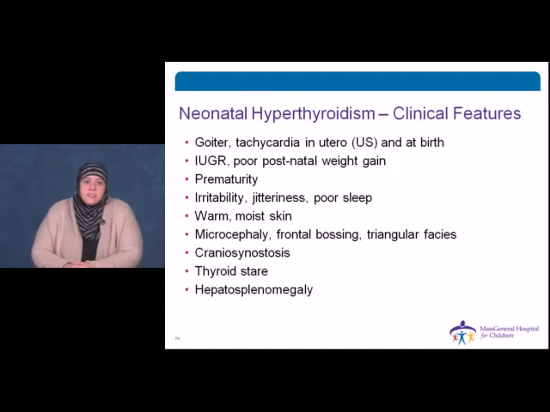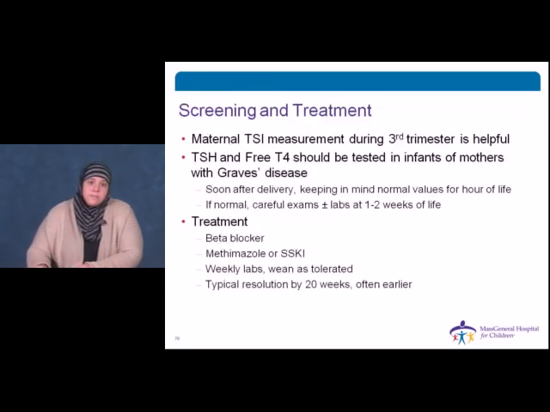The clinical features of neonatal hyperthyroidism include goiter, tachycardia, as I mentioned. Many of these infants are IUGR and have poor postnatal weight gain as well. Some of these infants may be premature, and they often, again, don't have a very subtle presentation. So they'll be very irritable and jittery and not sleep well. They can have warm, moist skin. Craniosynostosis can occur, or microcephaly with frontal bossing and triangular facies. And infants, too, can have a thyroid stare, and in severe cases can have hepatosplenomegaly.